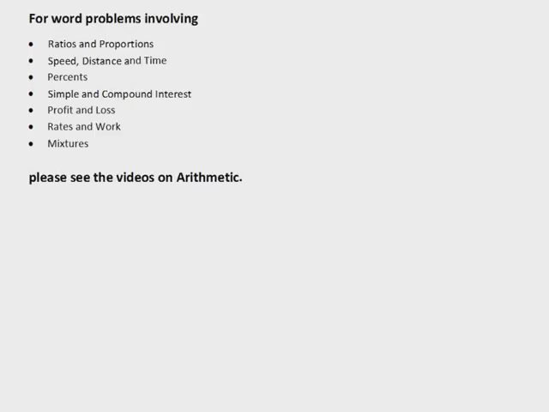So we have seen some examples of word problems in this lesson. And there are plenty more examples in various topics, but we've already covered them in those topics. So let me just list them: ratios and proportions, speed, distance and time, percents, simple and compound interest, profit and loss, rate and work, and mixtures. All these lessons are in the video lessons on arithmetic, and all of them have word problems to do with those topics. So please take a look at them again if you have some doubts on word problems.